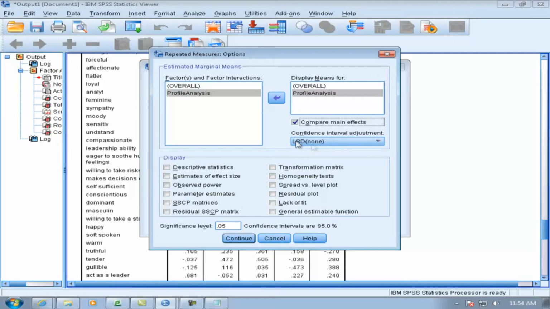So, okay, you want to compare. I don't want to use least significant difference. Don't use it, please. It's not conservative. We'll use Bonferroni as conservative. Then we can put in descriptive statistics like this. Estimated effect size, it's going to give you eta squared. Observed power.